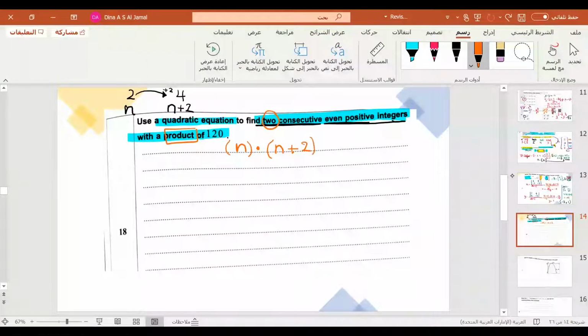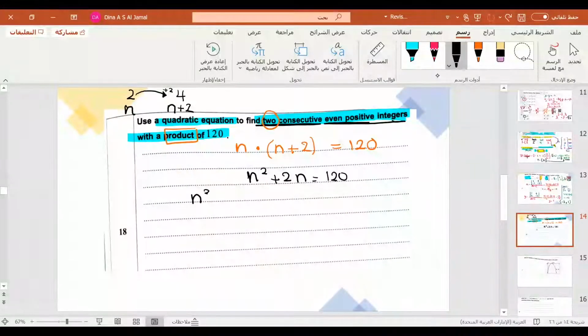Because I don't know what these two numbers are, it will be giving you 120. Great. Now, let's apply the distributive property. So it will be n squared plus 2n equals 120. Move it to the other side: n squared plus 2n minus 120 equals 0. And now you can use factorization.